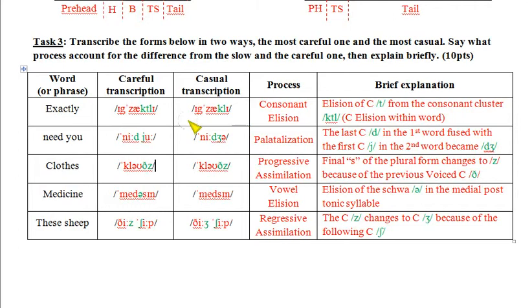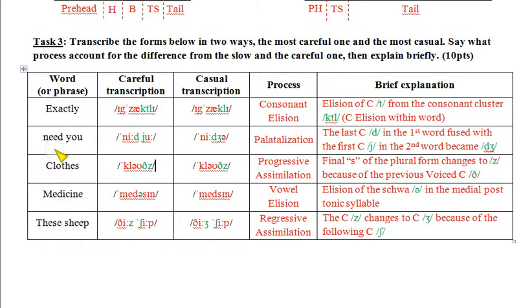What do you notice? You notice that we have a consonant cluster in this word, which is k, t, l. And here we omit the t from the consonant cluster, and the process is called consonant elision. The brief explanation is elision of consonant t from the consonant cluster k, t, l. It is a consonant elision within a word.